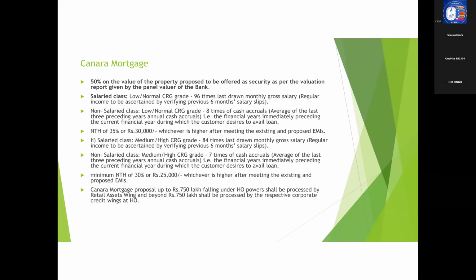and 25,000. And one more important question from this topic can be like, Canara mortgage proposal up to 7.5 lakhs can be sanctioned by retail asset wing, and beyond 7.5 crores, it should be sanctioned by the respective corporate credit wings like MCCW or LCCW. Okay, so with that, we have come to the end of the main products category. I'll just take the questions now.